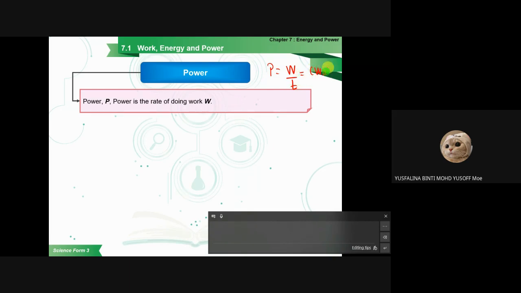It is just like electricity. Watt, which you can simplify to W, or we can put J s^-1. Both are the same because work is in joule and time is in second, so J divided by s gives you J s^-1. So that's the meaning of power: the rate of doing work.